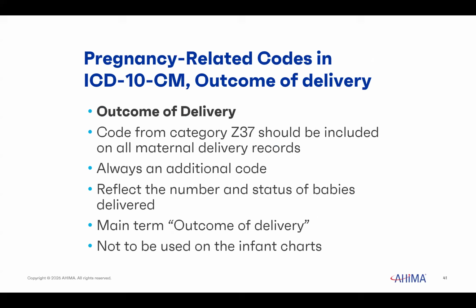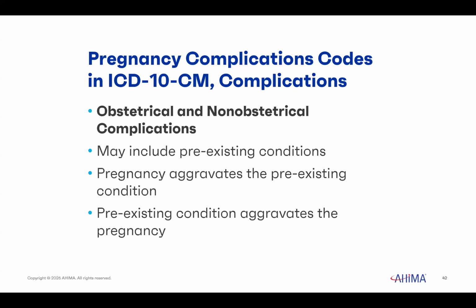Outcome of delivery codes from code category Z37 should be included on all maternal delivery records and should never go on the newborn record. This is always an additional code. The main term is outcome of delivery. Pregnancy can complicate pre-existing conditions, or these conditions can complicate the pregnancy.